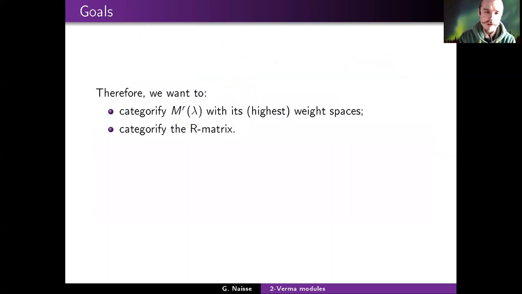And so now my goal will be to categorify this picture. For this, we have two things to do. The first one is that I must tell you how to categorify tensor product of Verma module, and also how to categorify the weight space and the highest weight space, and then how to categorify the action of the R matrix.